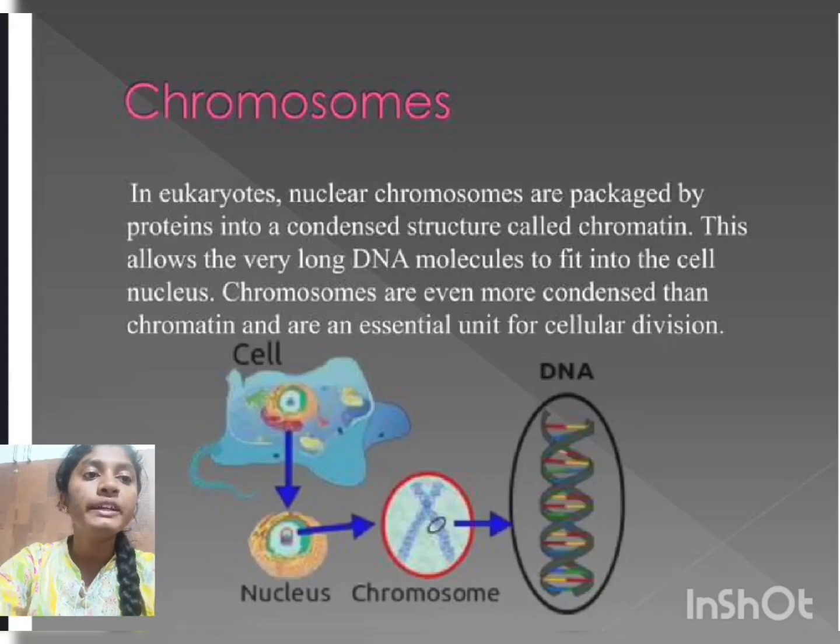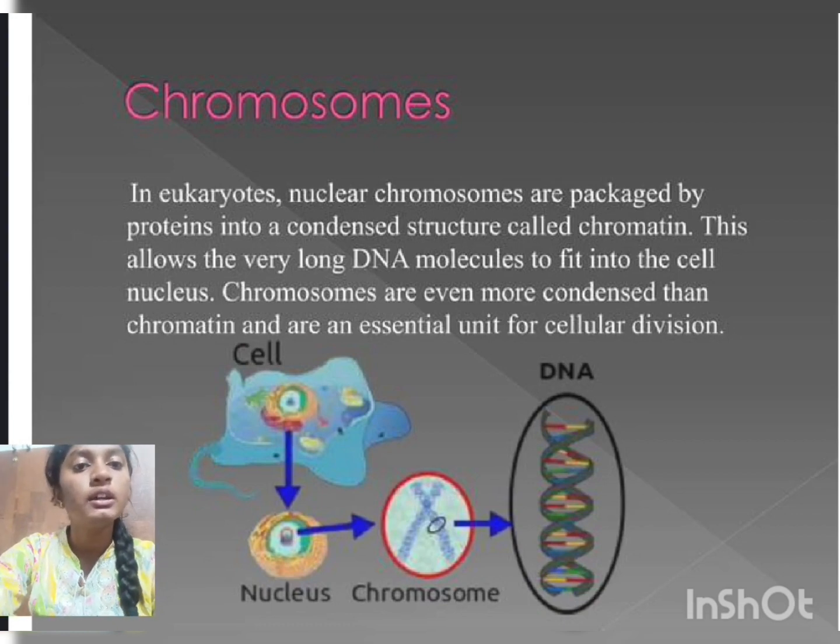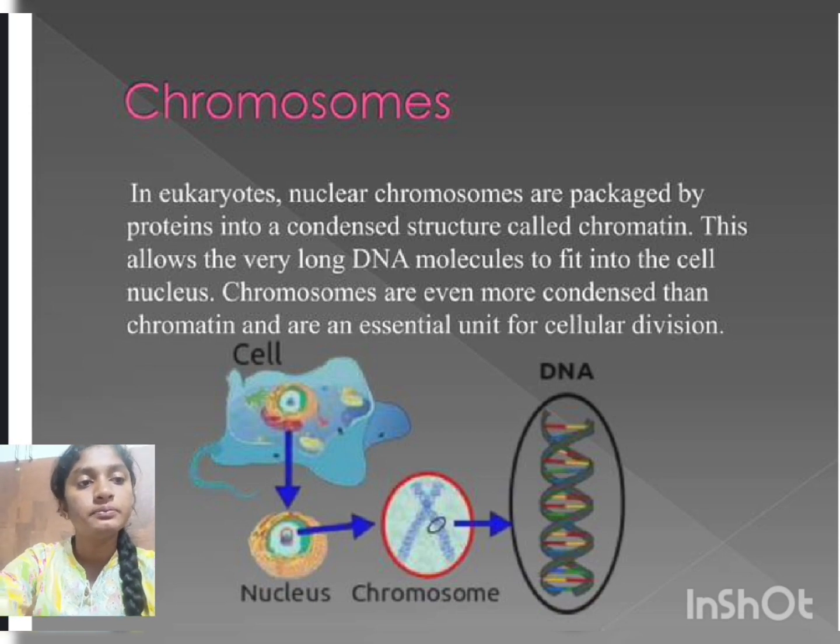Chromosomes. Nuclear chromosomes in eukaryotes are packaged by proteins into a condensed structure called chromatin, which allows long DNA molecules to fit into the cell nucleus. Nuclear chromosomes in chromatin form a DNA-protein complex that helps manage the long DNA stored in the nucleus.